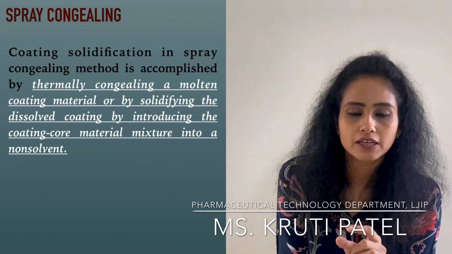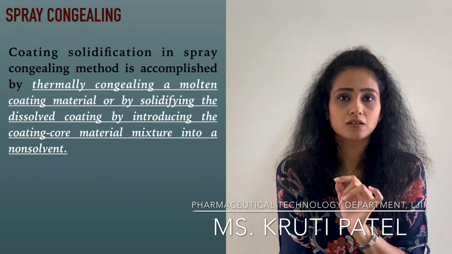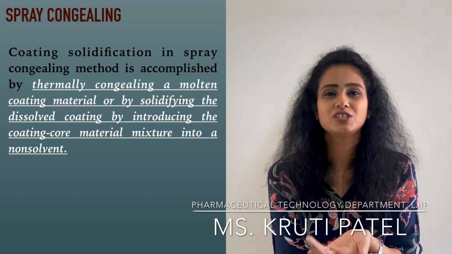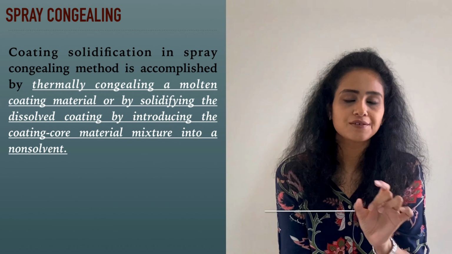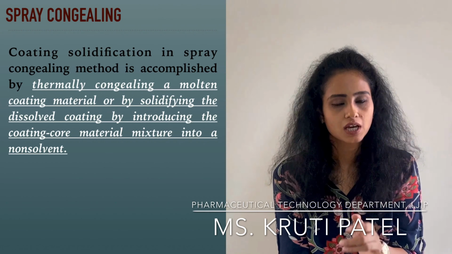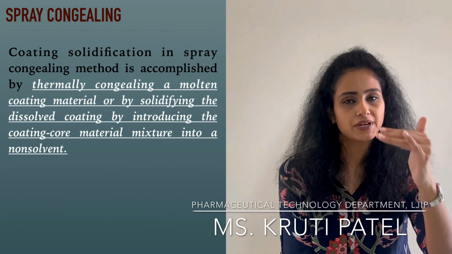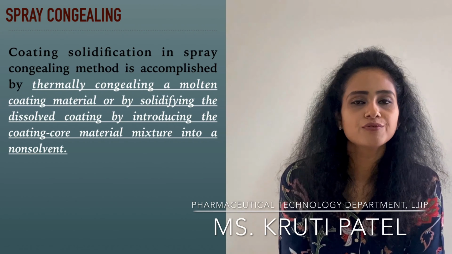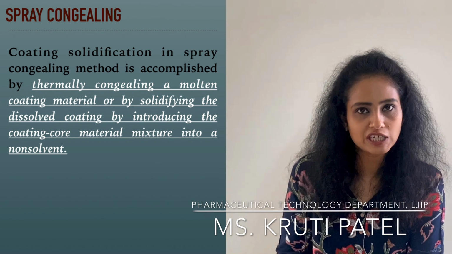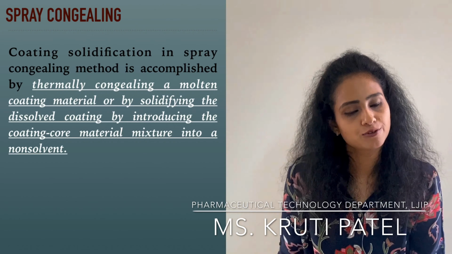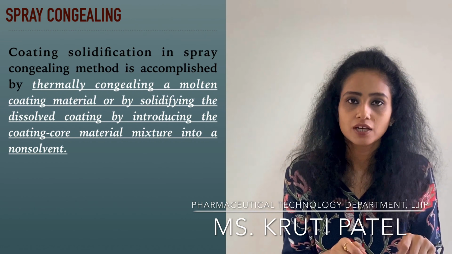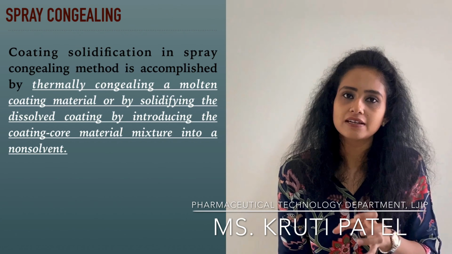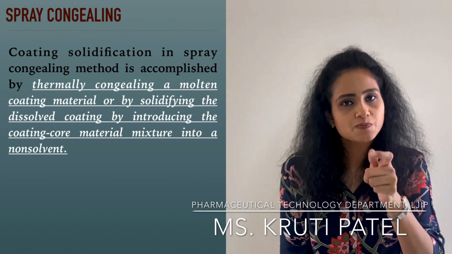So spray congealing, that means the polymers which we will be using, that will be in molten form. Okay, at room temperature they will be in solid state, but when you increase temperature, what happens? They are getting converted into liquid form. Same thing we have to do, we have to melt them. We have to melt our polymer. Once we melt them, we have to add our core material in that. Okay, so that is forming molten mass. Then that molten mass or that liquid mass is sprayed.